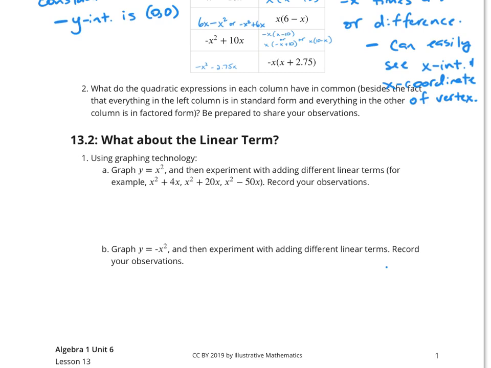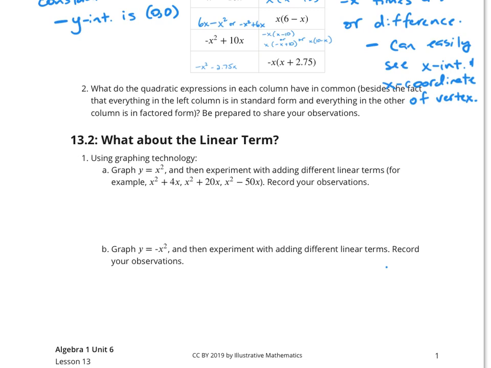Experiment with adding different linear terms. After you've done that, go on to the next page, and without using graphing technology, fill out the table using the observations that you made from the first question. After you fill out the table, go ahead and also answer question number 3. So pause the video now and do that.